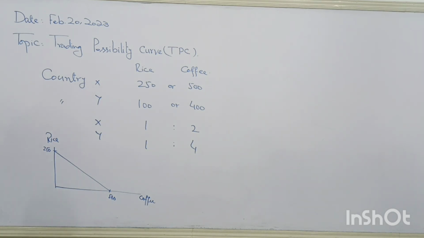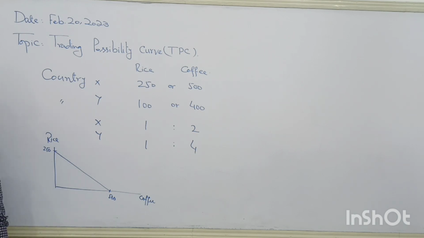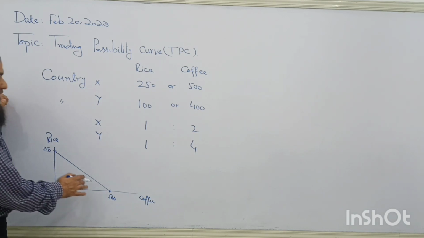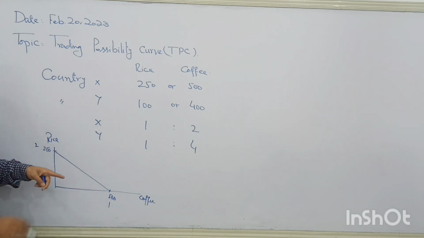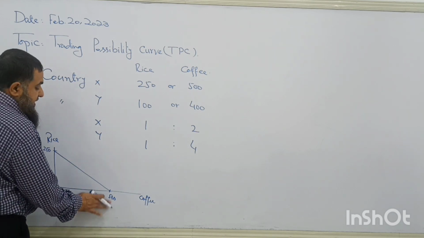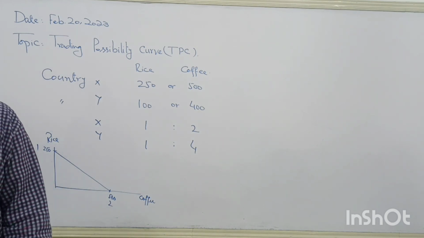This is what we mean: when all resources are employed in rice, 250 tons of rice are produced, and when all resources are employed in coffee, 500 tons are produced. What is their ratio? 1 to 2. Oh, sorry, here it is 1 and here it is 2. Now this country has a comparative advantage in rice.